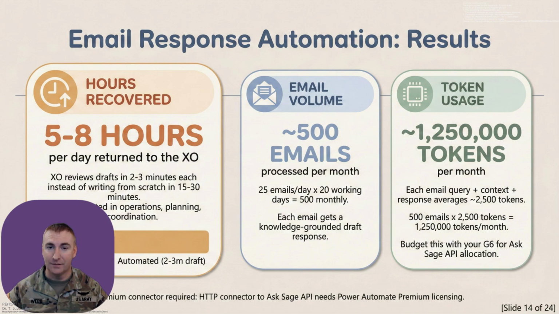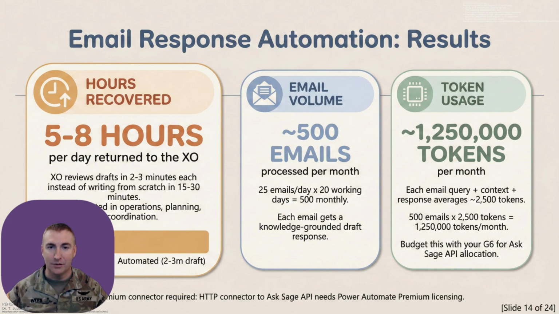500 emails per month. 1.25 million tokens per month. Budget that with your G6. One important note. The HTTP connector to Ask Sage requires Power Automate Premium licensing. Confirm your unit's licensing tier before building flows that depend on it.